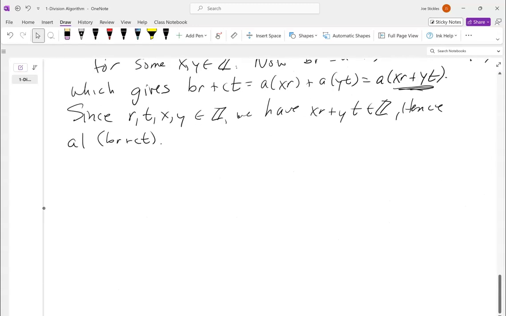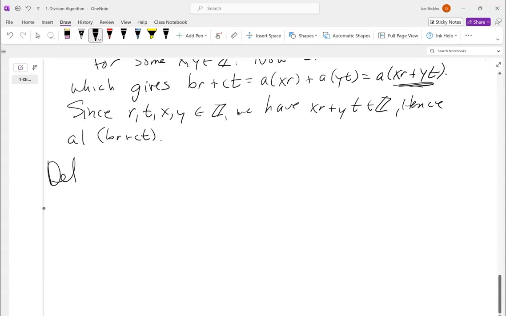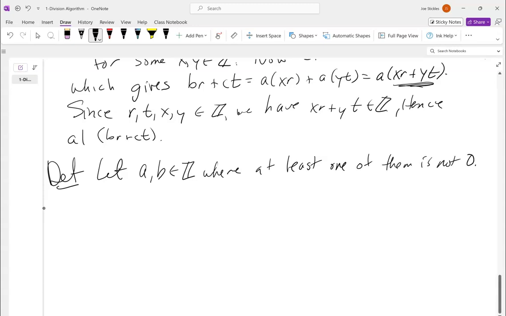So, as a definition, let's let A and B be integers. And in this case, I really do need at least one of them to be not 0. Remember, anything divides 0. So if they're both 0, then I'm not going to get a greatest common divisor because I have infinitely many divisors for that 0. Okay. All right.